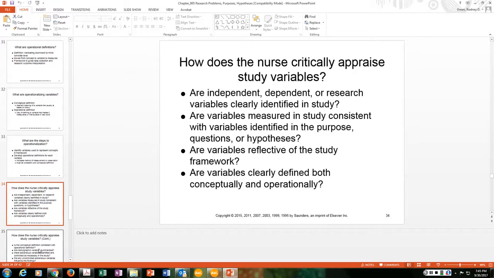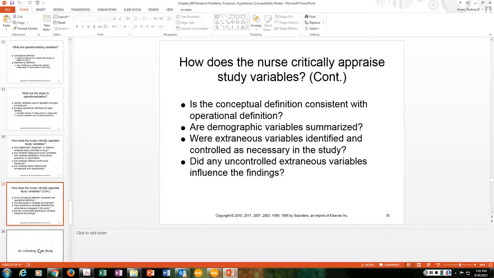How does the nurse critically appraise study variables? Keep this in mind as you're doing your critique. So as you are critiquing the study variables, you will look to see, are the independent, dependent, or research variables clearly identified in the study? Are the variables measured in the study consistent with variables identified in the purpose, the questions, or the hypotheses? Are the variables reflective of the study framework? Are the variables clearly defined both conceptually and operationally?